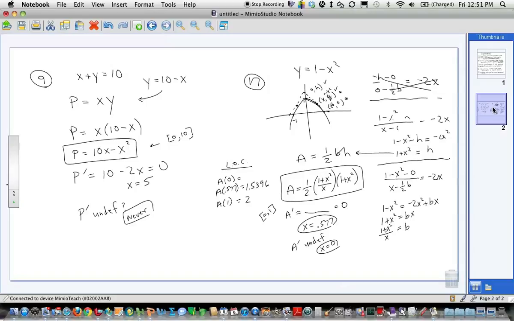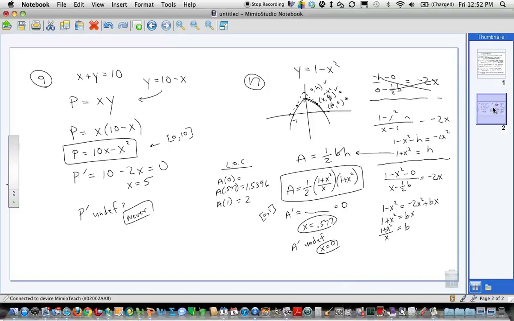A of 0. Undefined. Not only is A prime undefined when x is 0, but so is A. If you come back to the A equation, you put a 0 in, it's undefined. Well, remember, of course, that was an infinite, right? If it's 0, you got horizontal tangent line, it's no triangle. It's an infinite area.